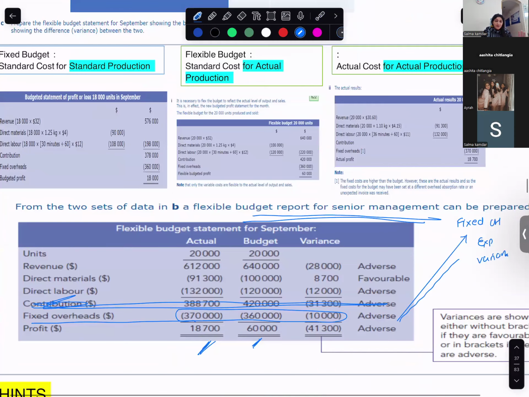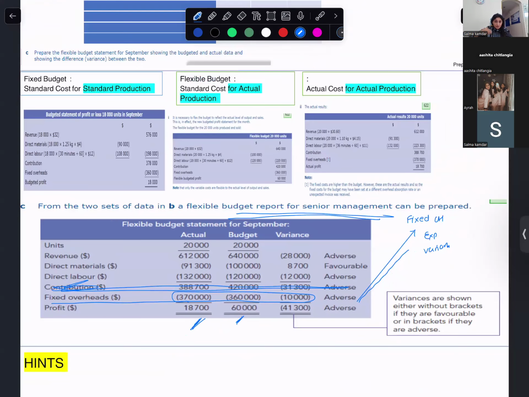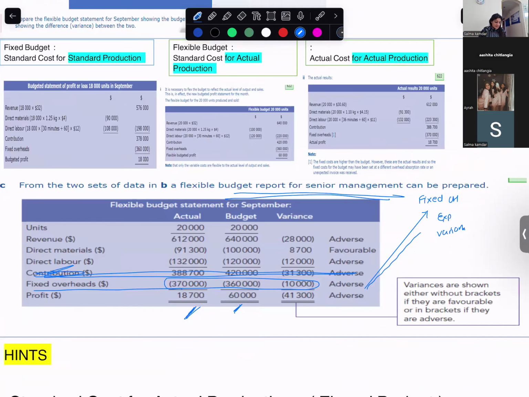When they ask you the budget report for senior management, you will have your budget prepared. Then you will have your actuals, just the total, compared with your flexible budget, just the total, and then a column for variance. You should know what you have to answer when the question is asked. So budget report for senior management, please make it. I'll wait for you.